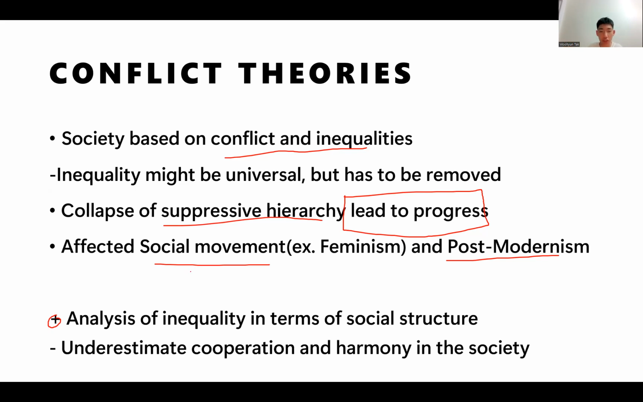This is how conflict theory thinks, whereas functionalism believes that everything can be done by one's many endeavors and investments. However, one of the serious defects of this theory is that it underestimates cooperation and harmony in society. We know that society is not always only fights. There are lots of cooperations and specializations which enrich our lives.